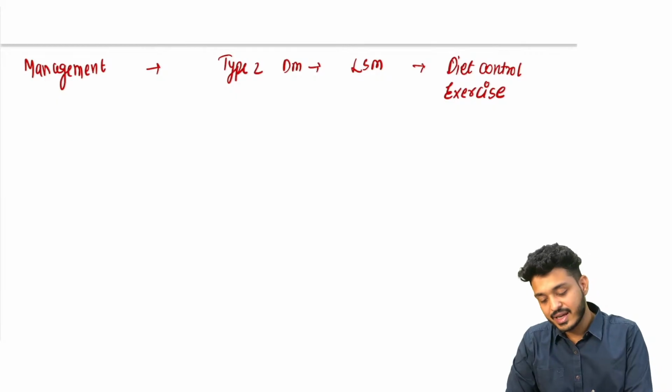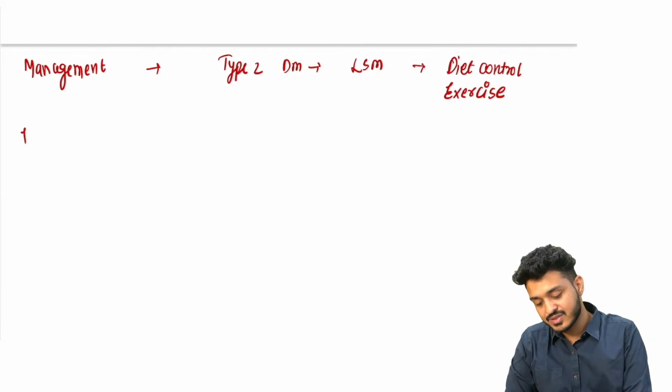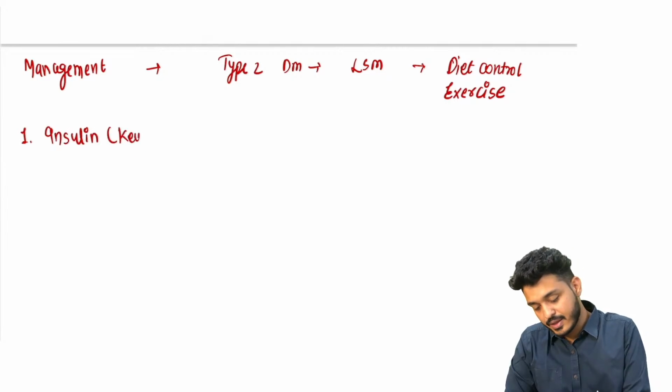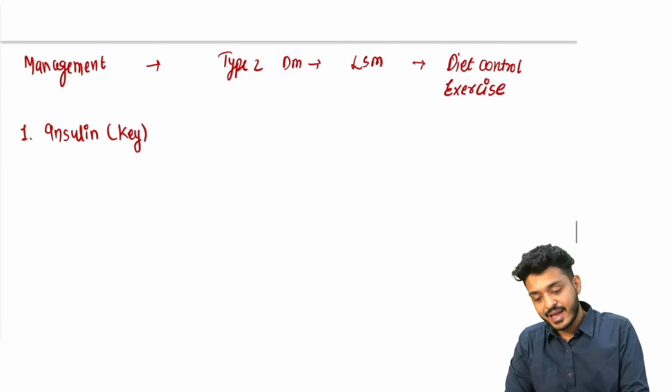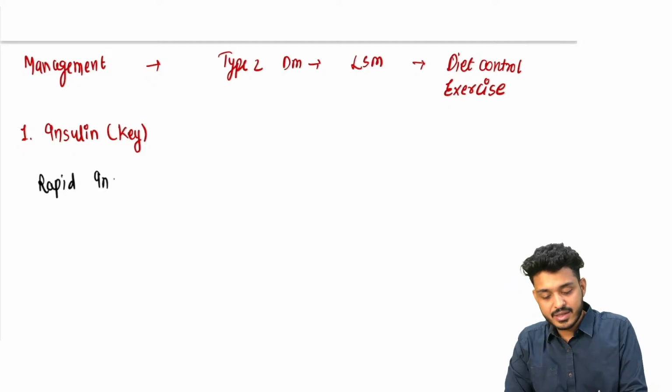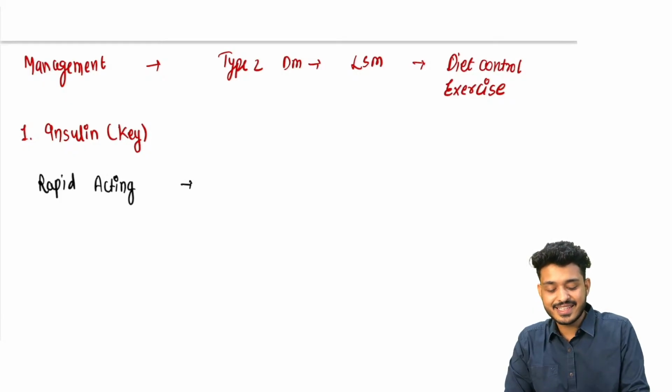Apart from that, we are having the drug. First drug that we want to give is going to be what? First drug is going to be the insulin. This is going to be the key. The first drug we are going to give is going to be the key, and we are having what? Different kinds of insulin, like rapid insulin, rapidly acting insulin. These are going to be the rapidly and short acting insulin. These are going to be your Lispro. These are going to be your Aspart.